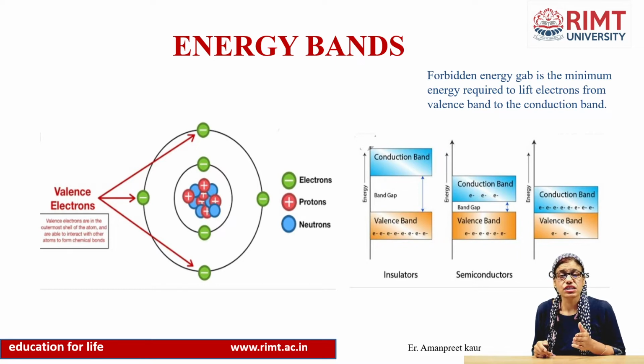So what is the forbidden energy gap? The forbidden energy gap is the minimum energy required to lift the electrons from the valence band to the conduction band. So a little energy is required to lift the electron from the valence band to the conduction band, and there is no forbidden energy gap between the conduction band and valence band in the case of conductors.